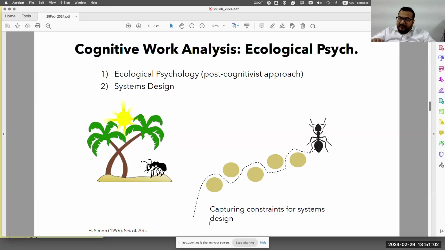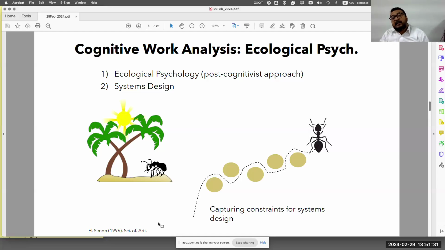This is a very famous example of an ant walking on a beach from Herbert Simon. So there's an ant, it walks on the beach. Now there are two ways of thinking about the problem. One way is from the outside. You look at the ant, you understand the trajectory, you understand that the ant is an intelligent creature, and then you go ahead and model the entire system. Typically prominent in AI approaches, prominent in computer science.